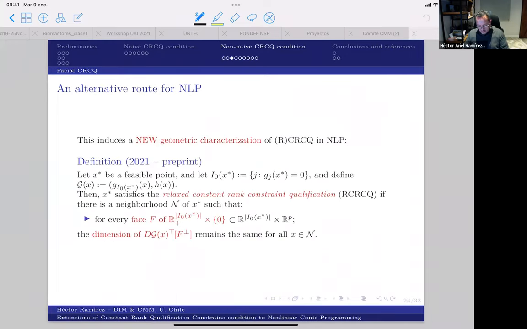So this is actually the proof that we have found a new geometrical characterization, which as far as we know is new for nonlinear programming, of constant rank CPLD. Well, relaxed constant rank CPLD, but I mean, the relaxed one is the one that matters. And it says that this function capital G satisfies relaxed constant rank if and only if there is always a neighborhood such that for every face of this reduced space, the dimension of that set remains the same, right? And this is the first time that a geometrical characterization of constant rank is given for nonlinear programming, but it also opens the door for extensions.